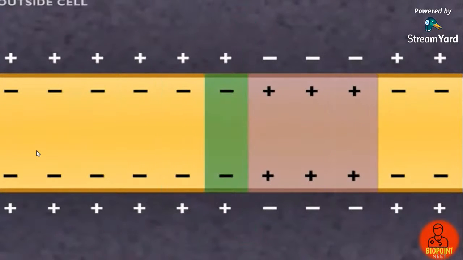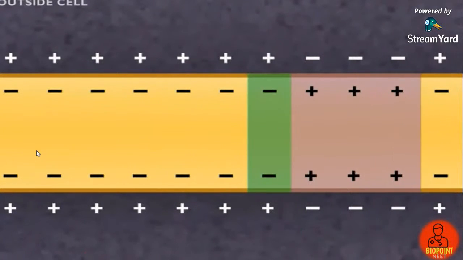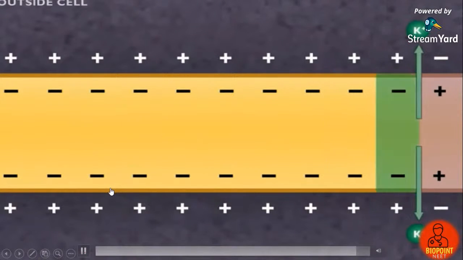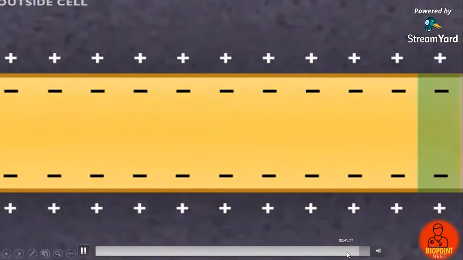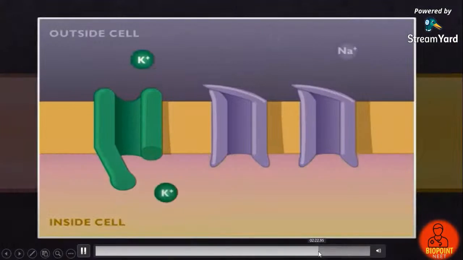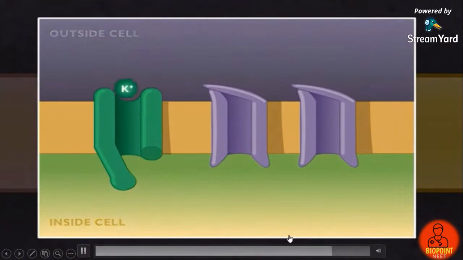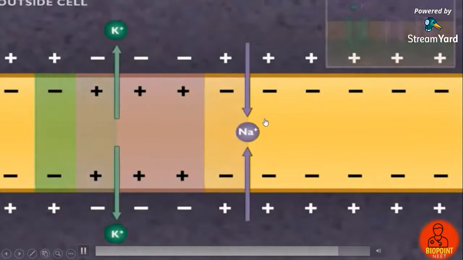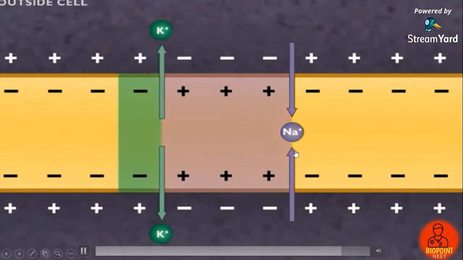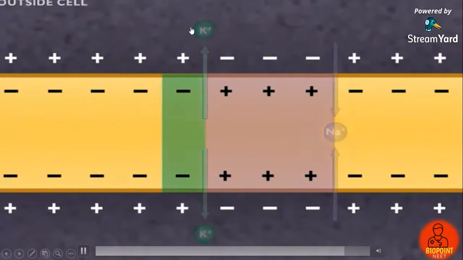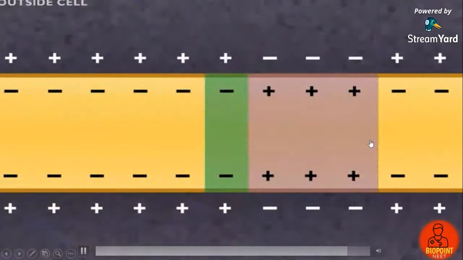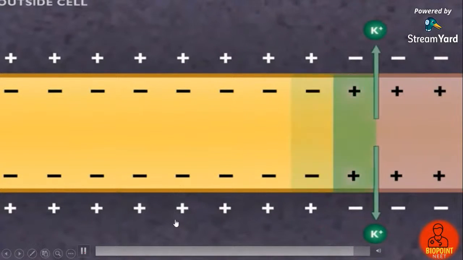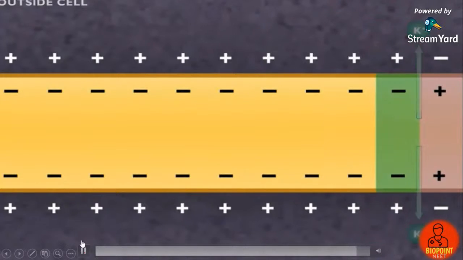So that is going to get shifted. I'll show you once again. Potassium outward, sodium inward. So the entire axon length is going to get depolarized and repolarized. Clear?